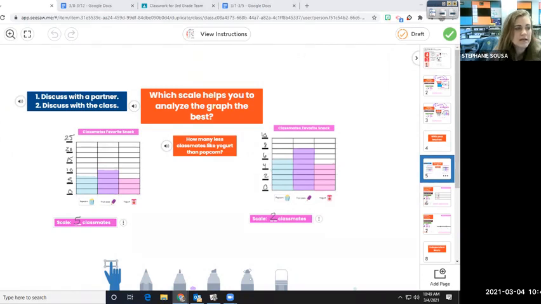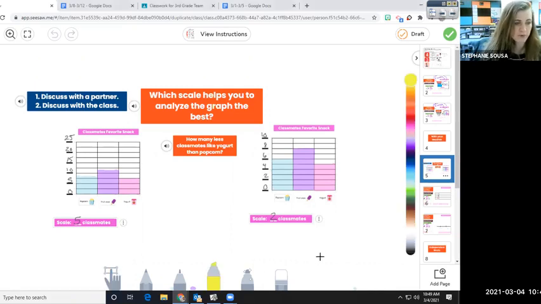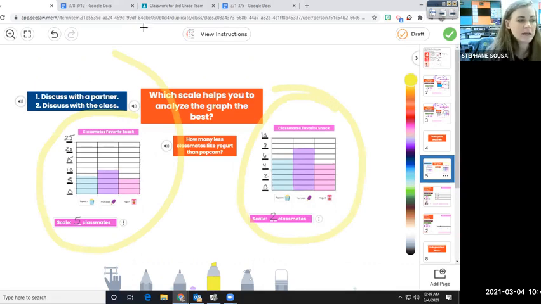Slide 5 says discuss with a partner and discuss with the class. On slide 5, there are both examples that you just saw in the video: the scale counting by 5s and the scale counting by 2s. I want you to go into a breakout room with your partner and explain to them why one of the scales is better than the other. Why is one scale better than the other? You're going to explain this to your breakout room and then come back and share out.